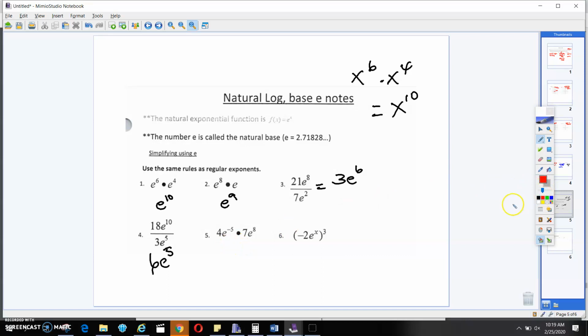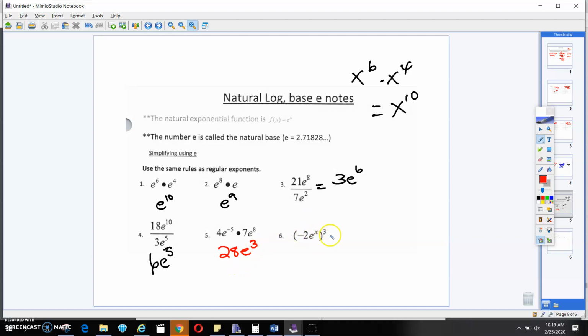Now number 5 freaks y'all out a bunch. Let's look at it. 4 times 7, that's going to give us 28, right? And we just talked about how we're going to add our exponents if we have the same base, right? So what's negative 5 plus 8? 3. So this is going to be e to the 3rd power. Okay?